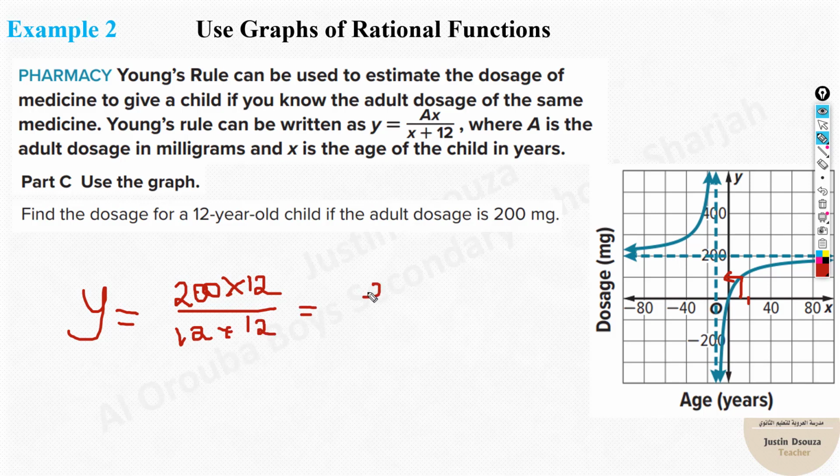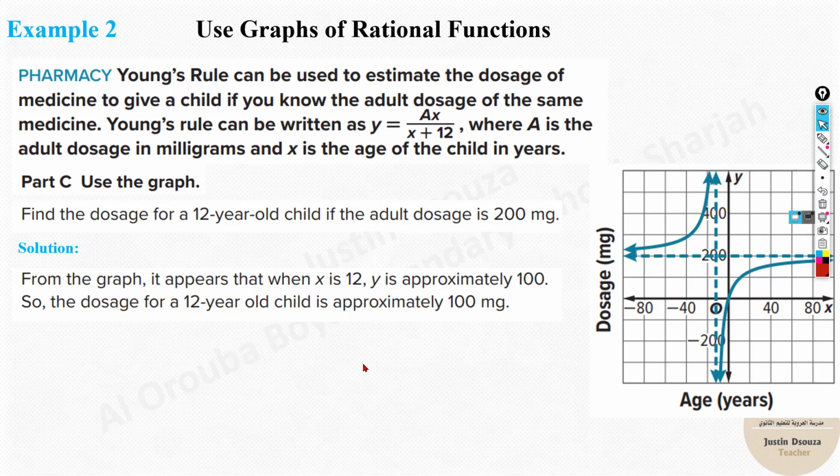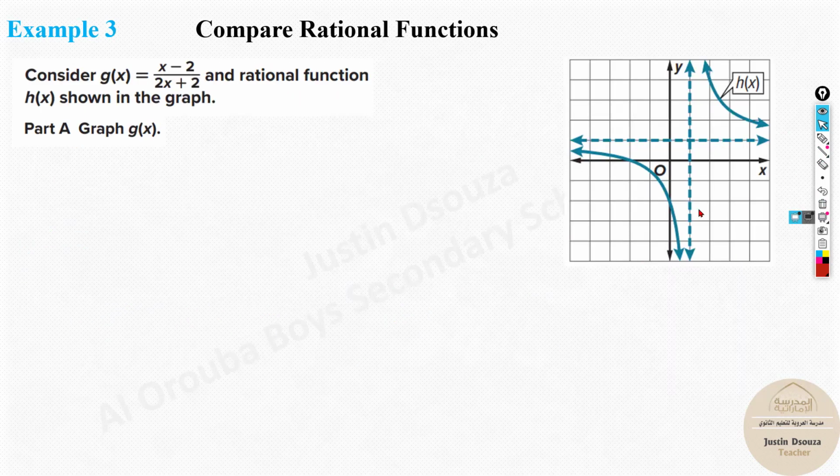So you will get 2400 divided by 12 plus 12, which is 24. Yes, it's 100. So 100 mg is the answer. Okay, so you can just substitute over here and you get the answer as 2400 by 24, which is 100. So this is how you can easily solve this graph.